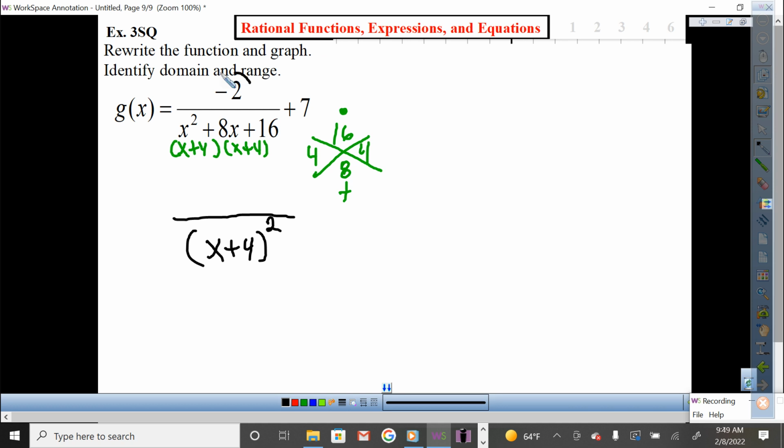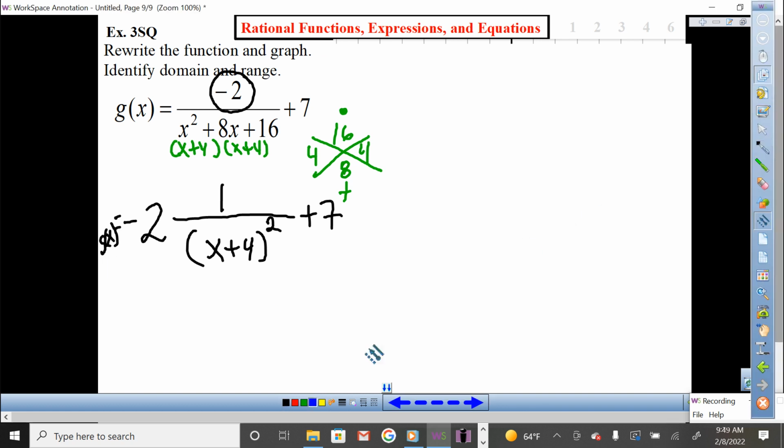Next, can I have a -2 on the numerator? Where do I move that 2? To the front, -2. So what stays on the numerator? A 1. And then we have plus 7, and all that equal to g of x. Let's go! All right, so let's graph this. Let's get a coordinate plane going over here.